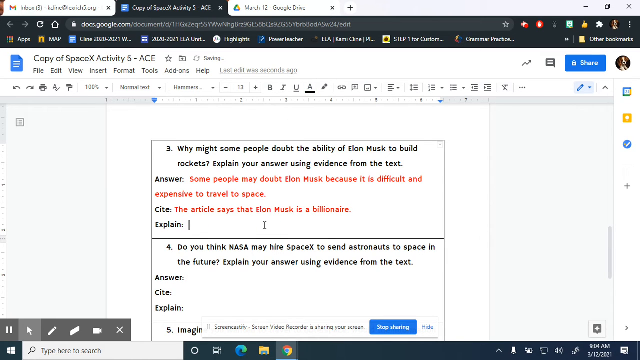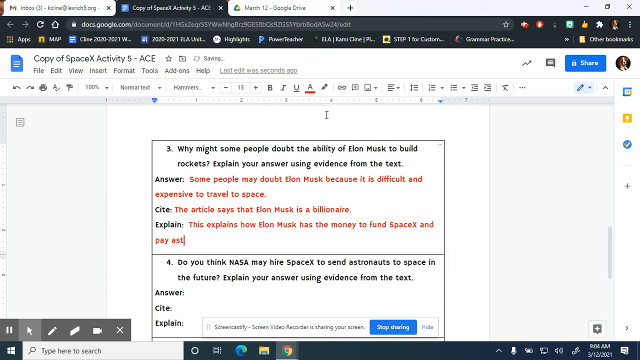So now in my own words, I'm going to explain. This explains, or I can say shows, how Elon Musk has the money to fund SpaceX and pay astronauts, to help make it safer to travel to space.